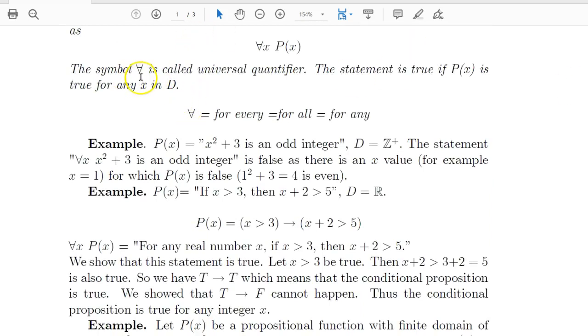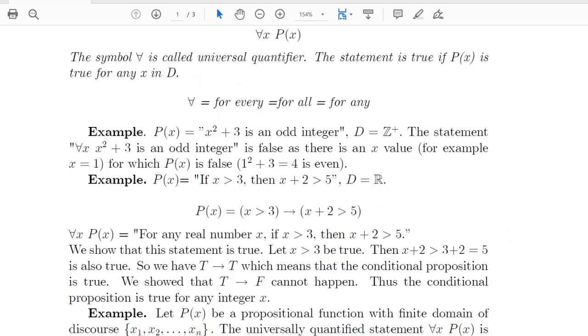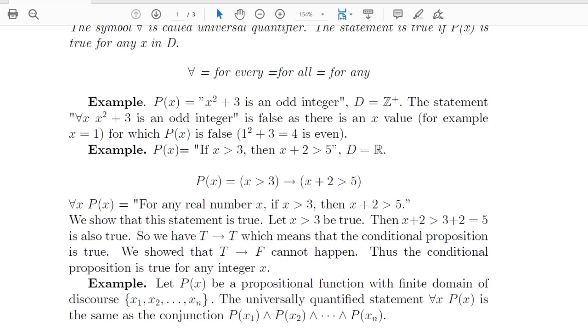This upside down A is called the universal quantifier. The universally quantified statement "for every x, P(x)" is true if P(x) is true for every x in D. So this symbol is read "for every," "for all," "for any." All of these three readings mean the same.